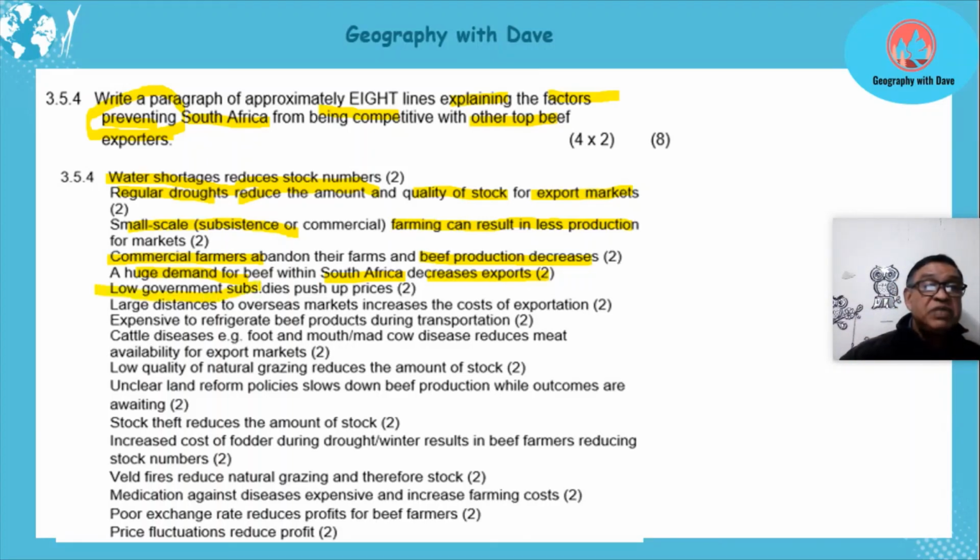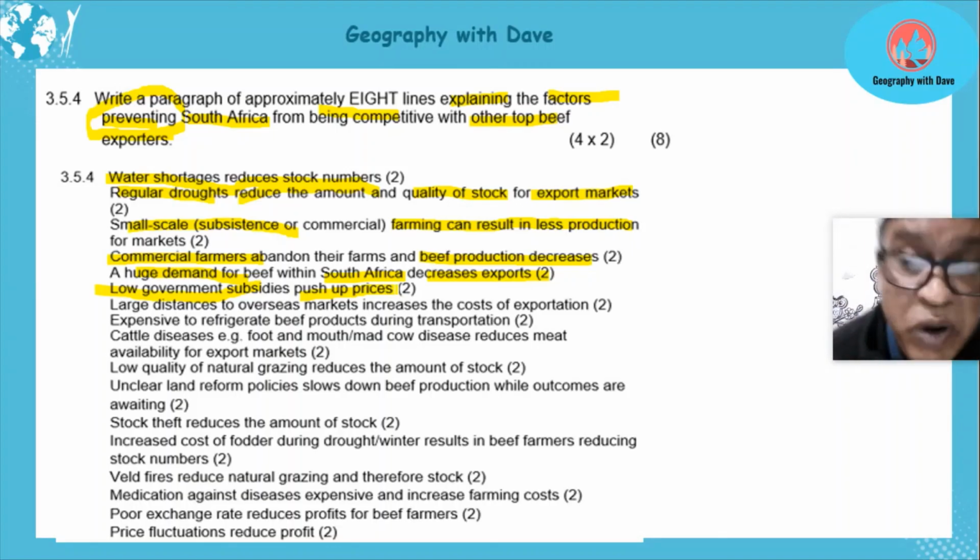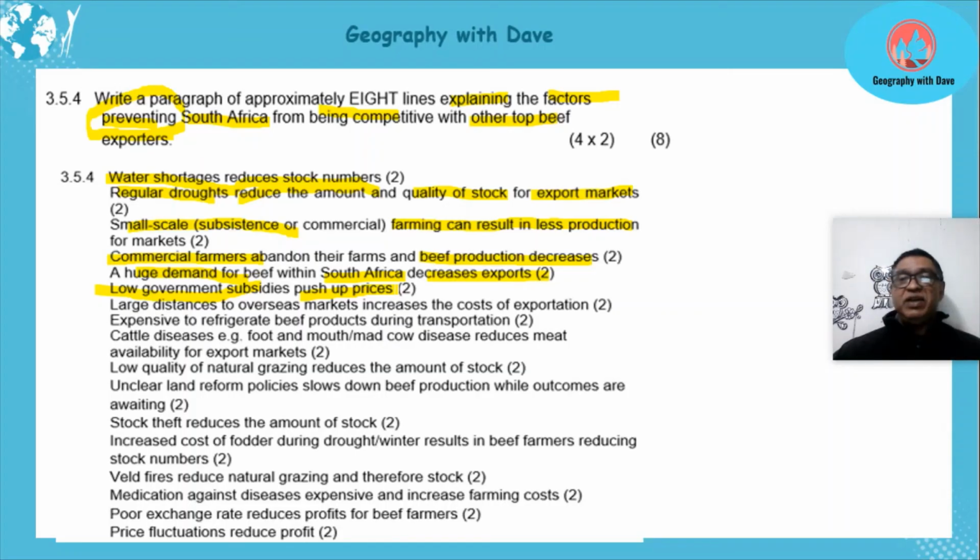Low government subsidies push up prices, because we don't subsidize in our country. That's another point. An external point down here, but you will have enough from your notes to write. We can see there's a whole lot of points here. So you have enough. If it's 4 points, you have 4 points already. But the examiner has to give all the alternatives. You understand? Because people may have read something in a paper. You may have read something in a paper.